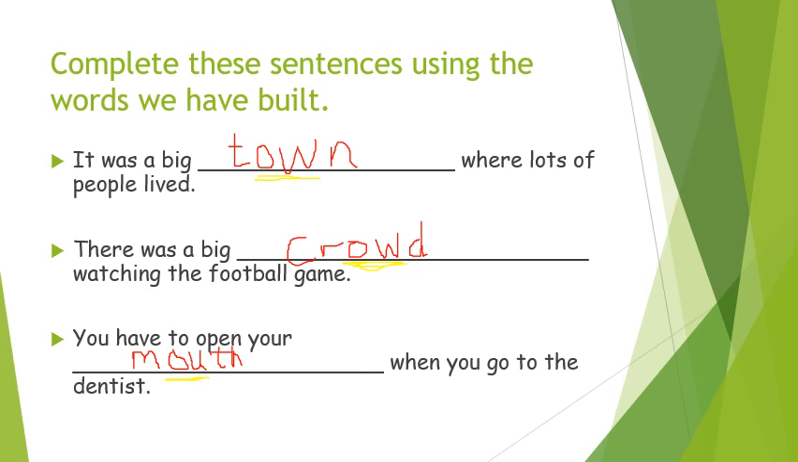And then we're going to read these sentences now that they're complete and make sure that we're saying our owl sound correctly. It was a big town where lots of people lived. There was a big crowd watching the football game. You have to open your mouth when you go to the dentist. Excellent, Year 3, and I hope you were saying those sentences with me. Well done.